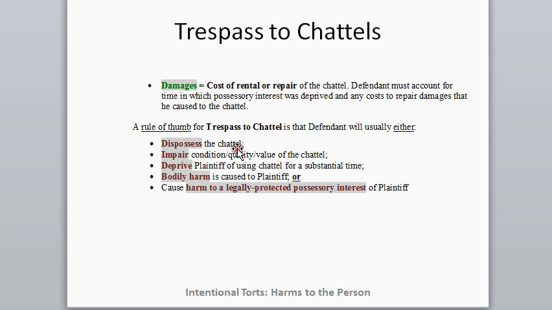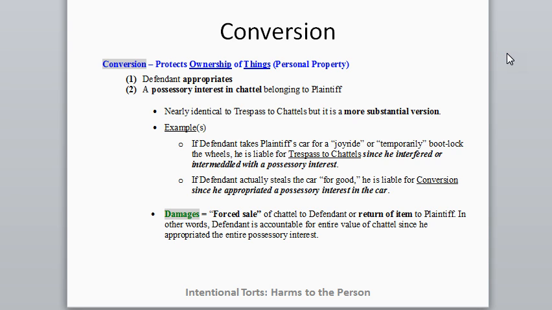So a rule of thumb here is that they dispossess the chattel, they impair the condition or quality, or deprive for a time, I should say. These are the rules of thumb. There is no real good explanation. It's anything except an actual final taking. And when it comes to a final taking of something, that's when we get to conversion. Why do they call it conversion and not stealing or robbery? I don't know. I guess because you're converting the possessory interest from one person to the other. Conversion. There you go.